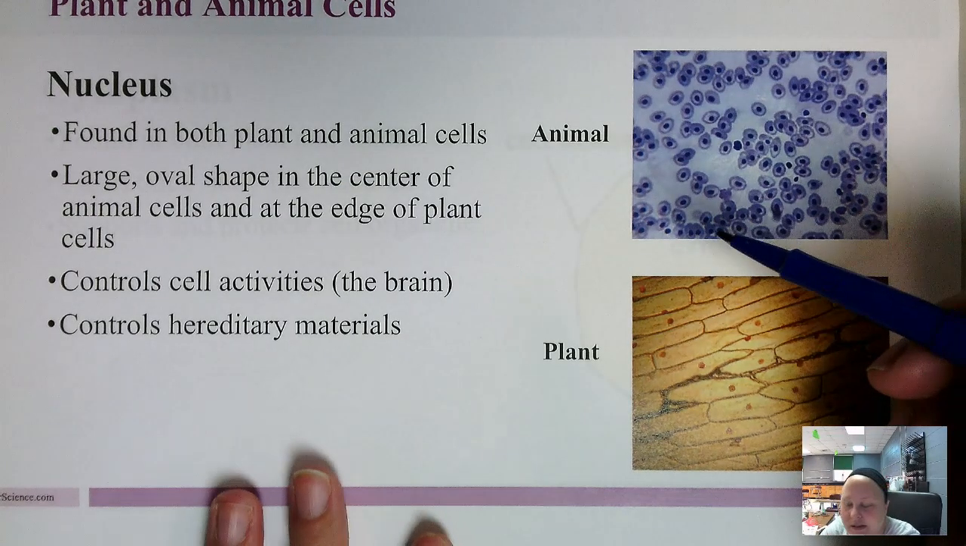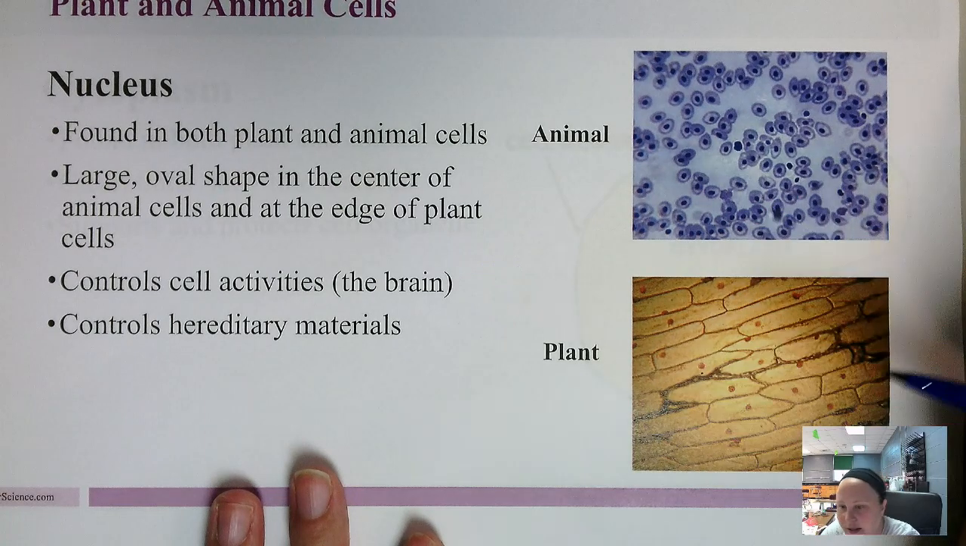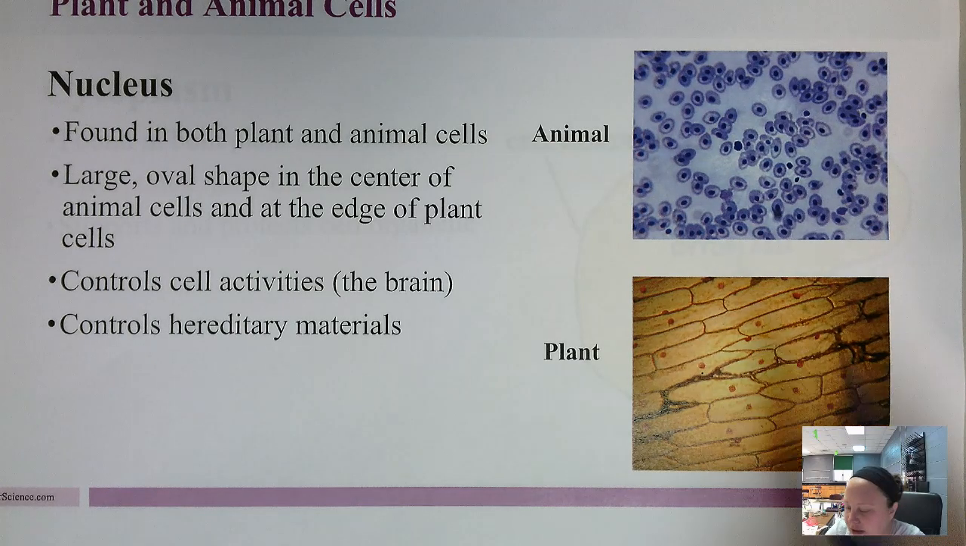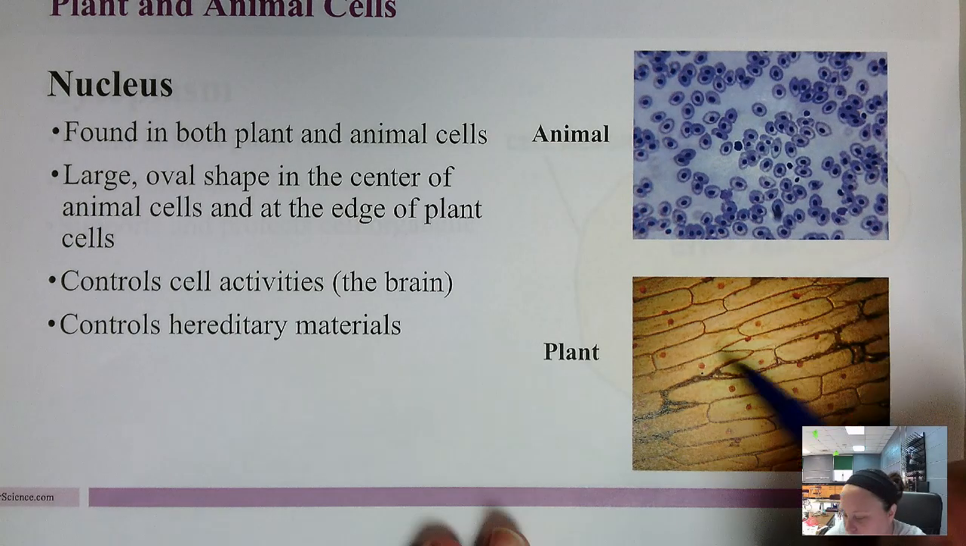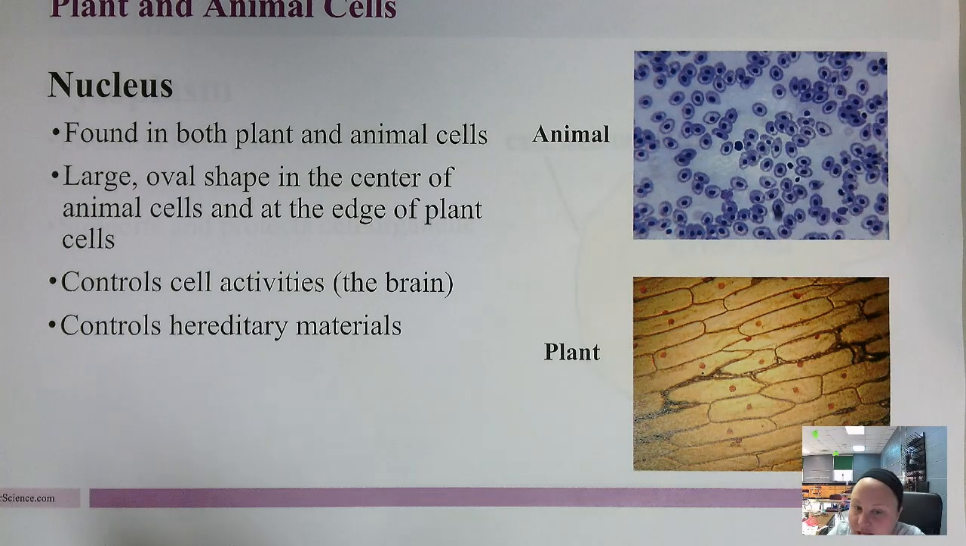The nucleus, as you can see here, these dots in the animal cell and these dots in the plant cell, and we will actually, hopefully maybe when we come back, get to look at some actual cells that I have. But you can see the nucleus. It's found in both plant and animal cells. It's a large oval shape in the center of the animal cell, and it's usually at one of the edges in the plant cell, but it's there.